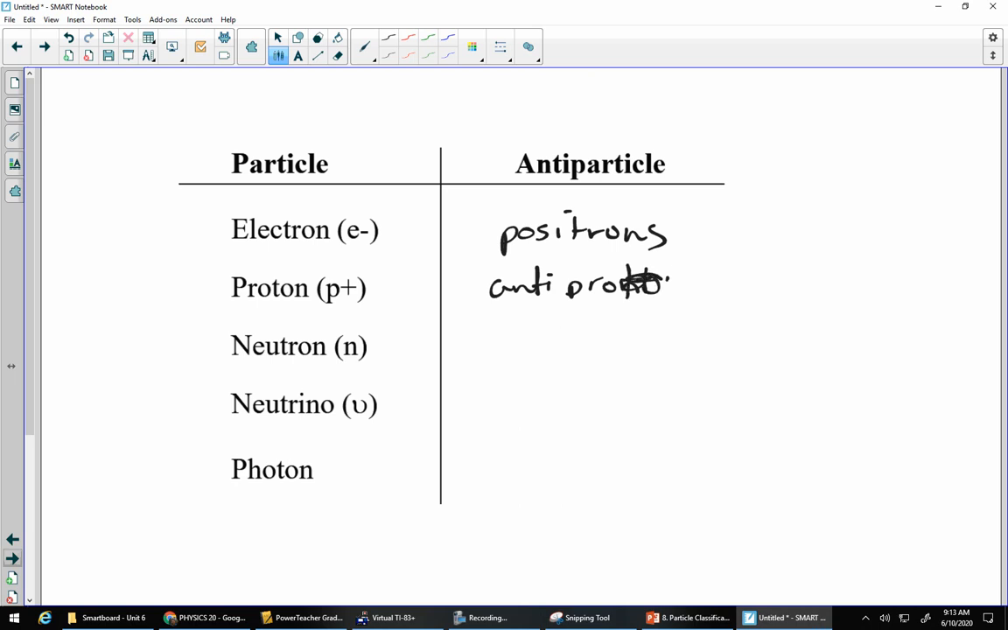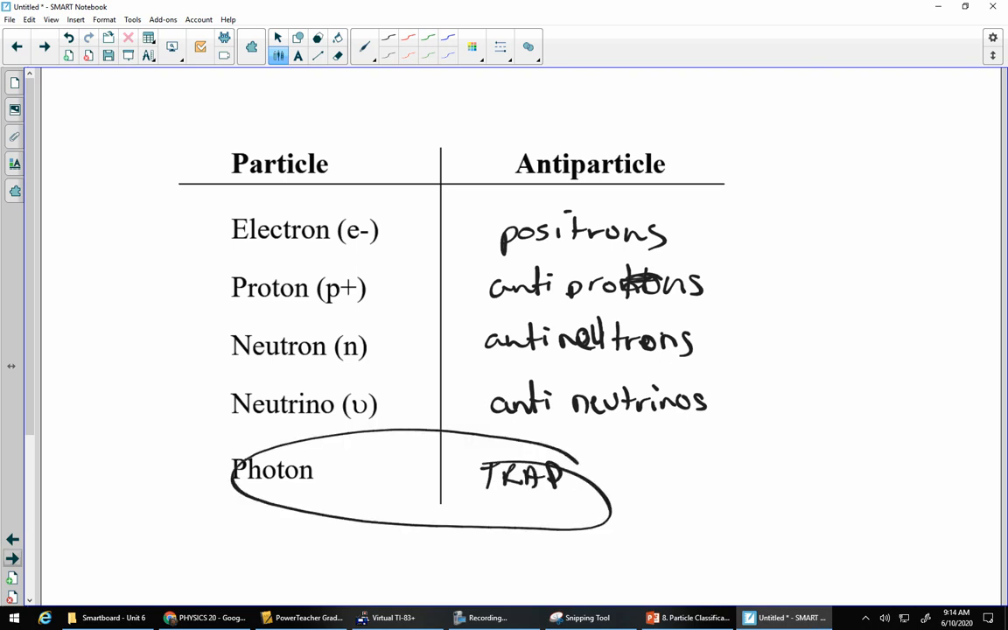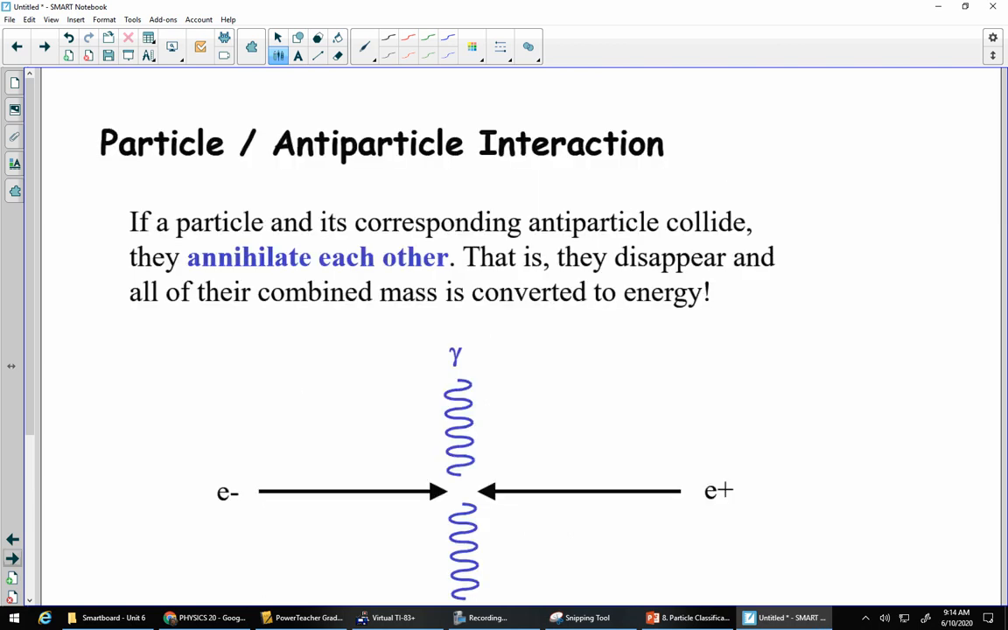Yep, and the spelling went out the window on that one as I started to look ahead. Neutrons, we have anti-neutrons. Oh boy, I am really having a hard time with my spelling right now. Okay, neutrinos, we have anti-neutrinos. If I slow down, it's a little bit better. And then photons, it's a trap. There is no corresponding photon antiparticle. So photons are, like I've told you before, pretty weird. You should check out some videos on photons too, if you're interested.